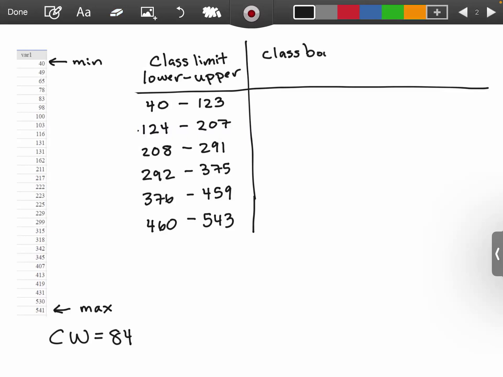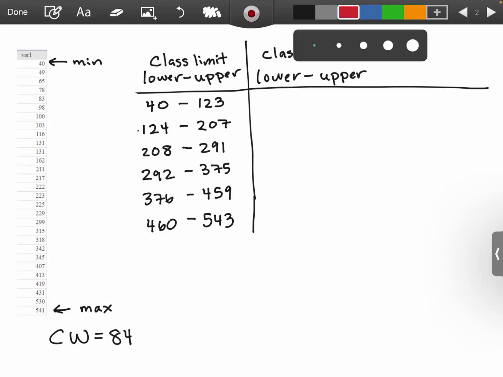Where class boundaries are useful is we're also still going to have a lower boundary and an upper boundary. What happens if we're not just really limited to integers? What happens if our number could be something like 123.5 or 123.6 or 123.1? What do we do with that? Well, if we're dealing with numbers that are what's called continuous, where they can take on decimals that can go on in many decimal places, we don't want to limit ourselves to just integers, and we need to account for every number. So to fix this, we're going to subtract 0.5 from each lower limit and add 0.5 to each upper limit.